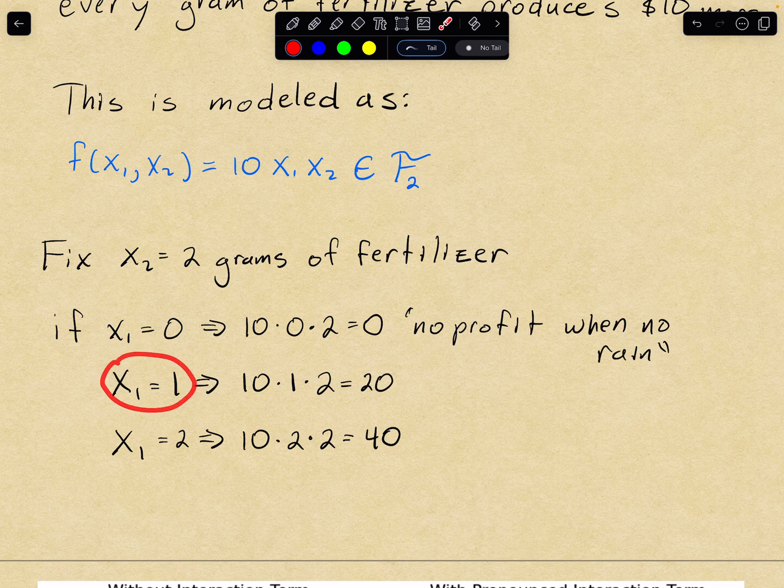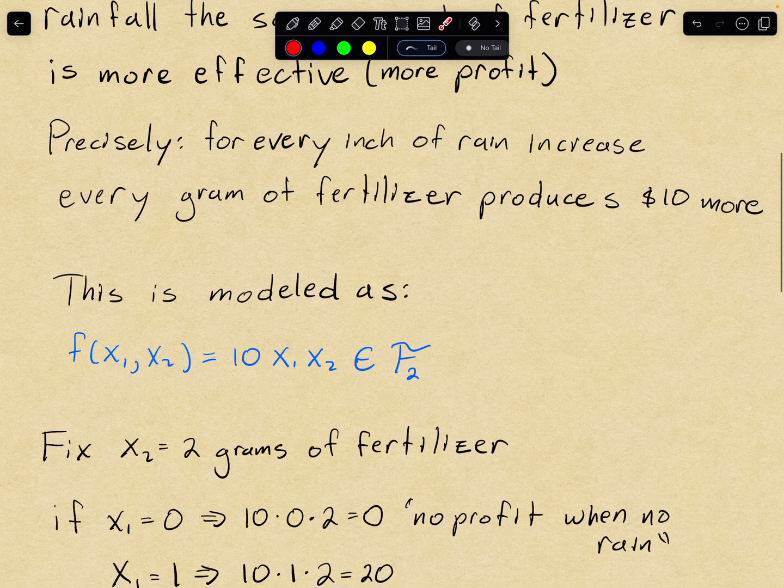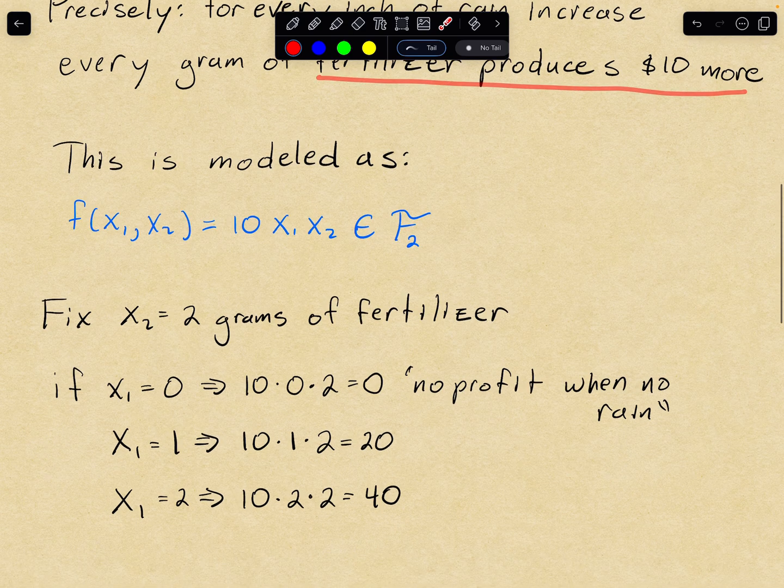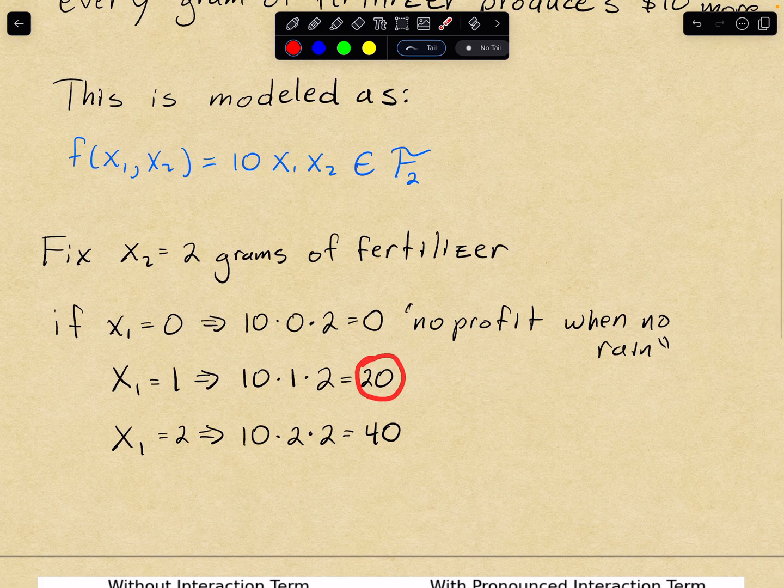However, if the rainfall increases to 1 inch, since you have applied 2 grams of fertilizer, and since for every inch increase in rain the information we are given is that the fertilizer produces $10 more, we see that we are now producing $20. So we have 2 grams of fertilizer, we increase the rainfall by 1 inch, each gram of fertilizer gives us $10 more, so we get a total of $20.